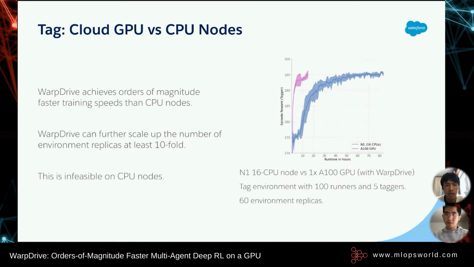So we can see that WarpDrive also achieves orders of magnitude faster training speeds than CPU nodes. On WarpDrive, we can also further scale up the number of environment replicas at least tenfold. Here, we run the tag environment with 100 runners and 5 taggers, but only 60 environment replicas because the N1 node can only support about 60 environments. Beyond that, it's really hard for the CPU to manage, especially the data transfer and the parallelism over those environments together. So this is a really good achievement from WarpDrive running on GPU versus a CPU.